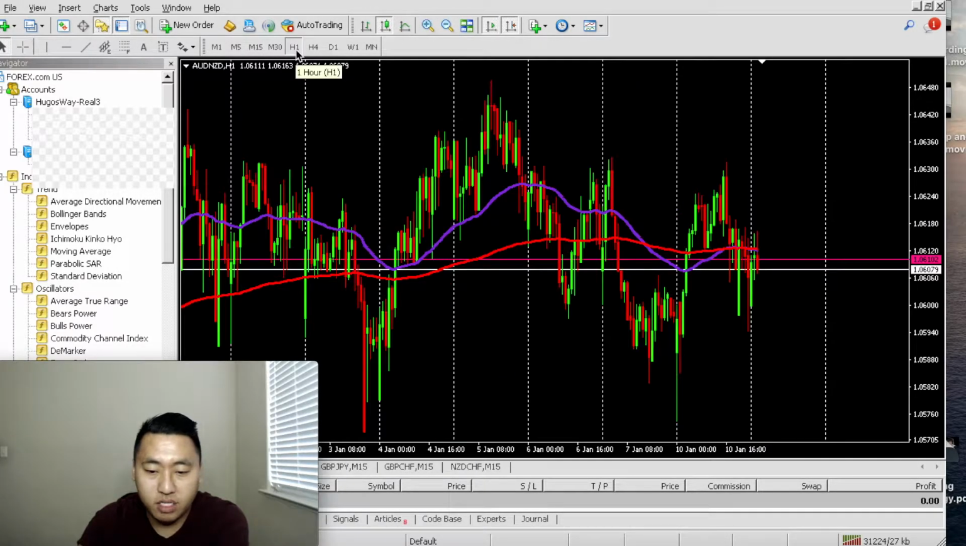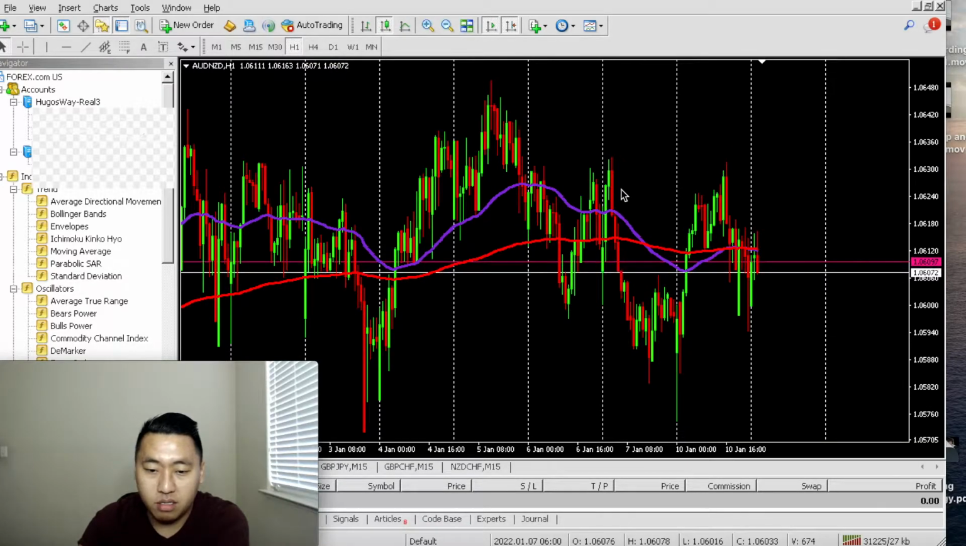Stop loss, I like to use higher time frames for stop loss because I want my stop loss. If you guys know me, I don't use a 1-on-1 risk reward ratio. I like to have a stop loss further and have a higher winning percentage.